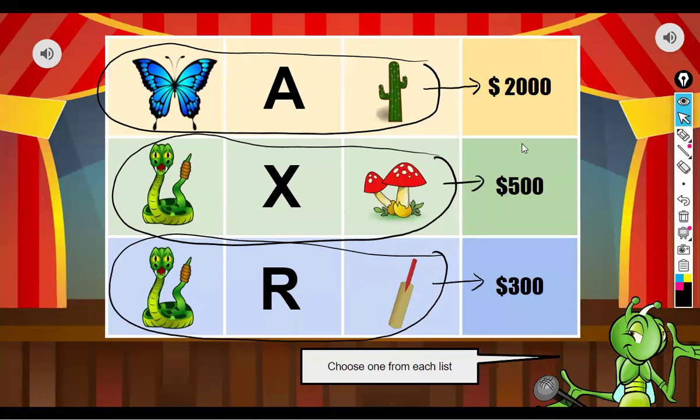Let me know how much money you won. If you got 0, well, I know you didn't get the combination. Hey, somebody got the 2,000. Congrats, congrats. Let's go.